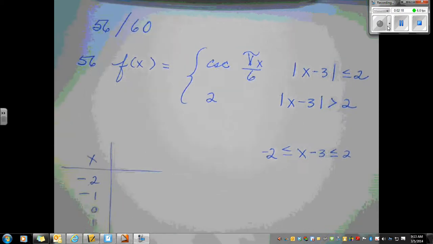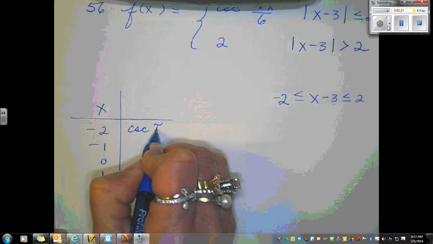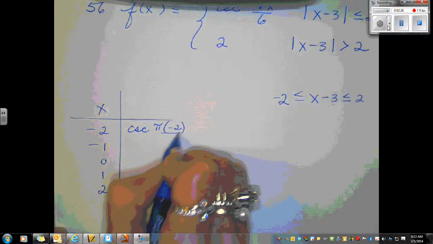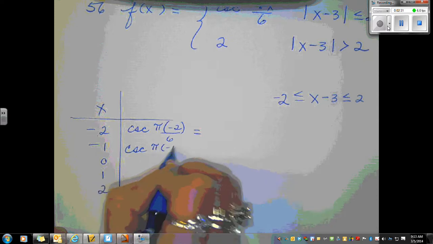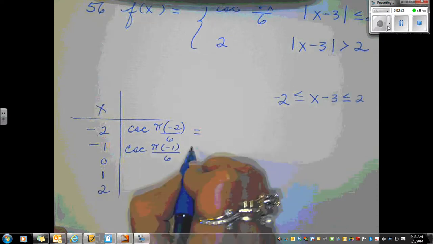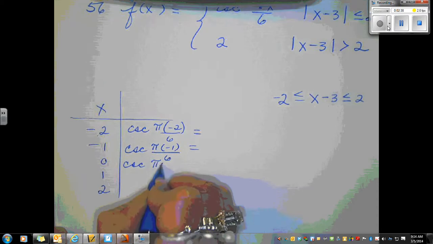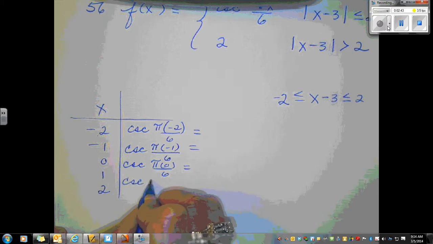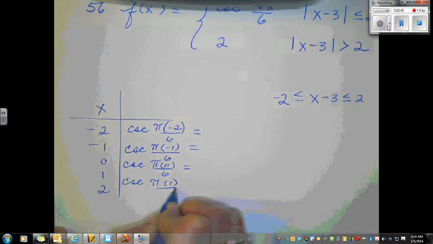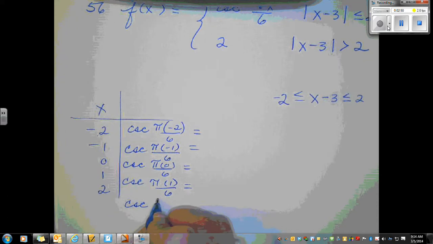And then I could say I have cosecant of pi times negative 2 over 6, which equals something. Cosecant of pi times negative 1 over 6 equals something. Cosecant of pi times 0 over 6 equals something. Cosecant of pi times 1 over 6 equals something. And cosecant of pi times 2 over 6 equals something.